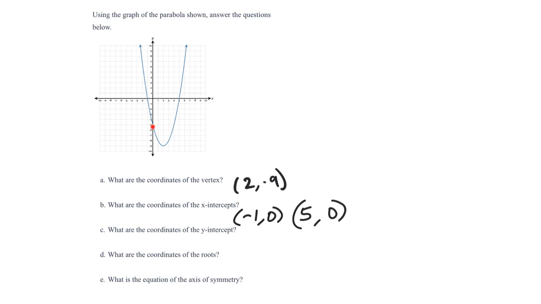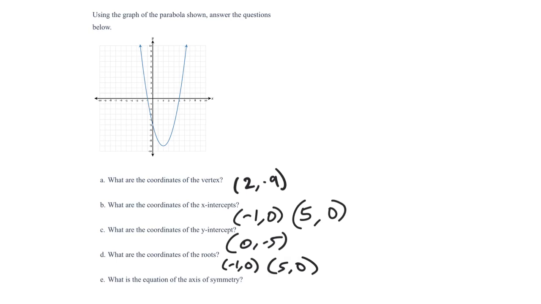The y-intercept is right here. It's where you cross the y-axis. So it's at the point (0, -5). Okay, when it asks for the roots, it's the same as the x-intercepts. Roots are the same as the x-intercepts. So I have them here and here. The roots would be -1 and 5. But the coordinates of the roots are the same as whatever the x-intercept is. So (-1, 0), and then (5, 0).